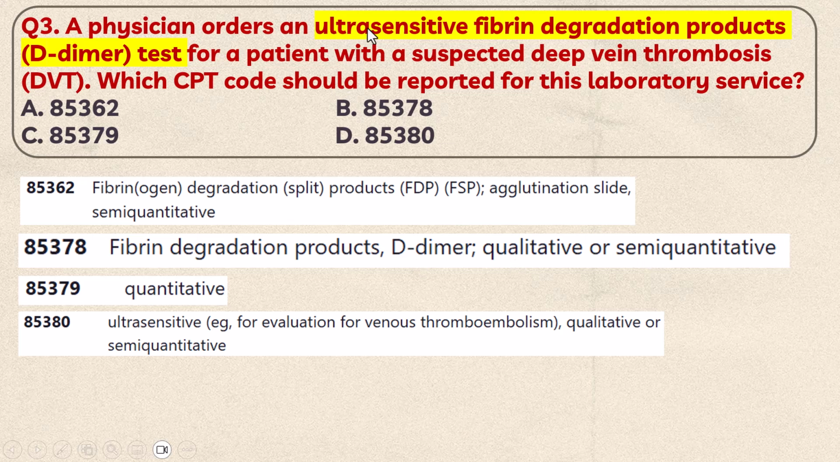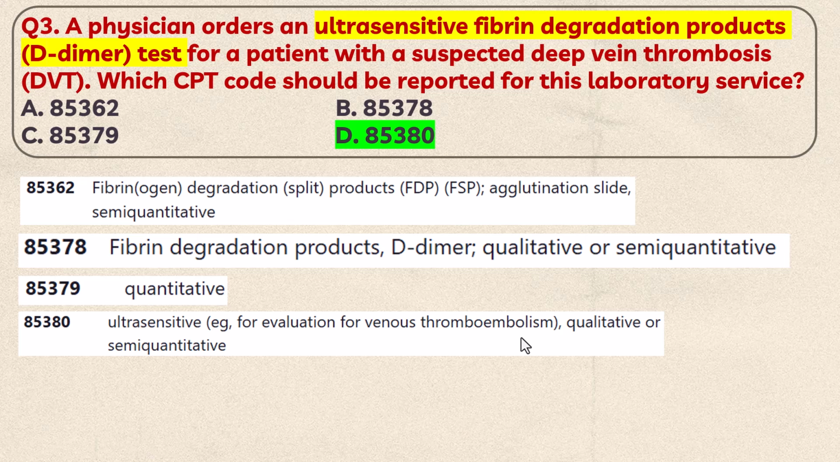But in our case, it is ultra-sensitive fibrin. But this is not mentioning that. 85379 is quantitative. 85380 is ultra-sensitive, for evaluation of venous thromboembolism, qualitative or semi-quantitative. So this code you have to read as the follow-up code of this one. You can see the semicolon here. So code number 85380 is fibrin degradation products, D-dimer, ultra-sensitive, qualitative or semi-quantitative. So that is the case here. So the correct answer will be answer D.